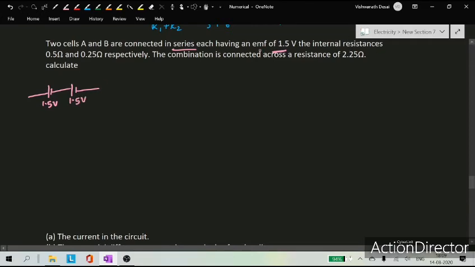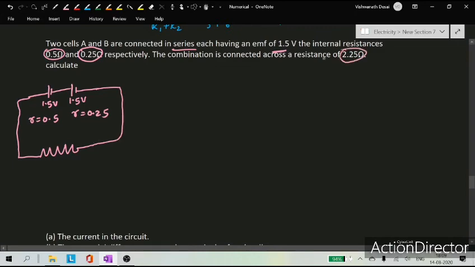The internal resistance of first cell is 0.5. r value is equal to 0.5, and r value of this one is given, which is 0.25. Okay, the combination is connected across a resistance. This combination is connected across a resistance of how much value? The value is 2.25 ohm. So 2.25 ohm. This is the value of resistance.